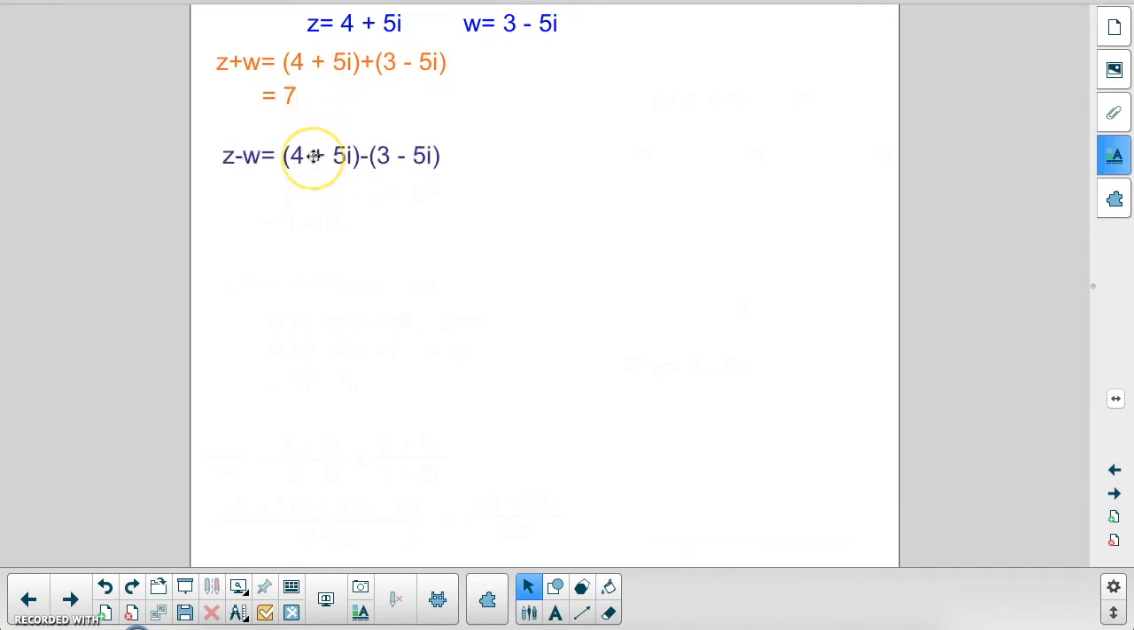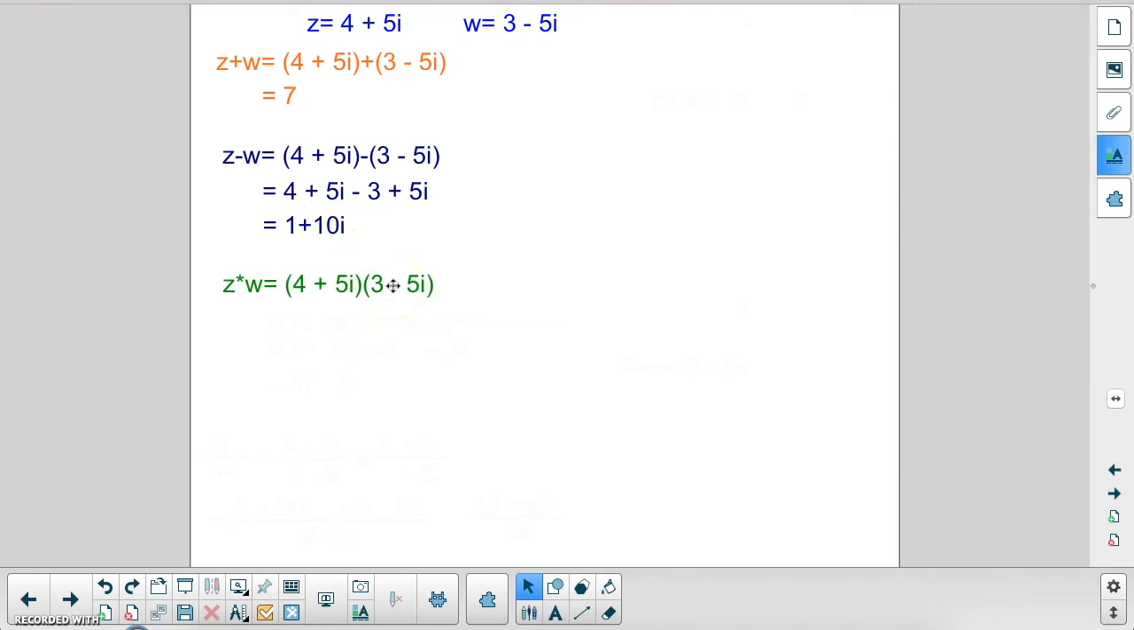For z minus w, I'm subtracting that entire expression, which means I have to distribute that negative. So I'm going to have 4 plus 5i minus 3 plus 5i, because when I distribute that negative, this becomes positive. Combine your like terms. 4 minus 3 is 1. 5i plus 5i is 10i. So I'm left with this complex number with the real part of 1 and imaginary part of 10i.